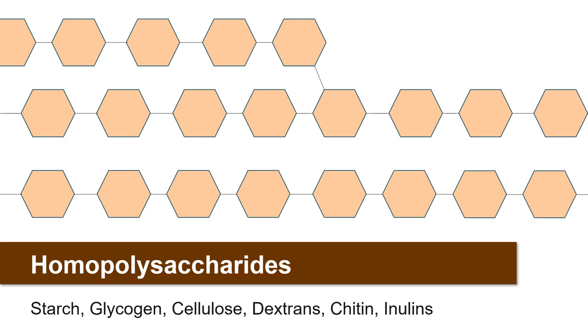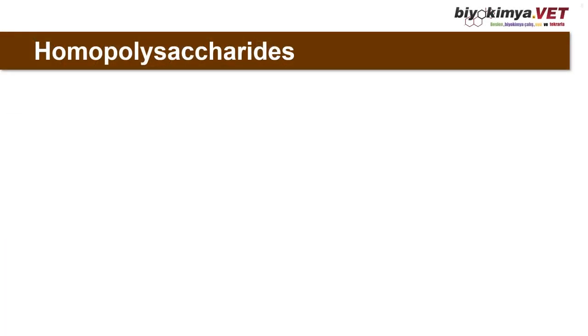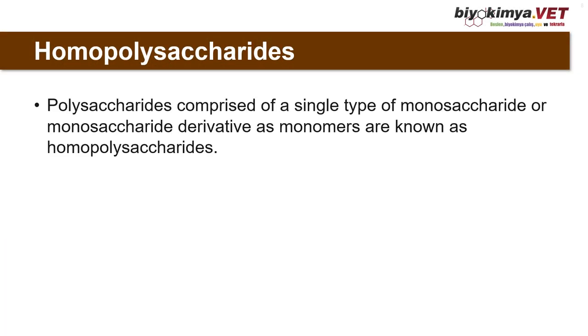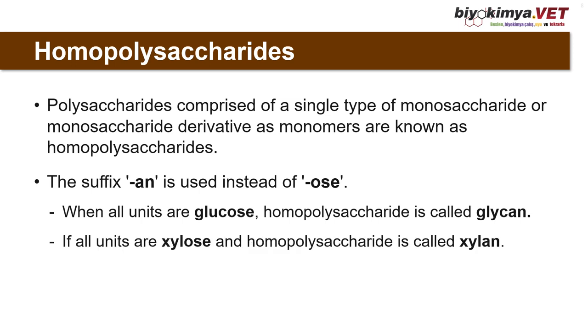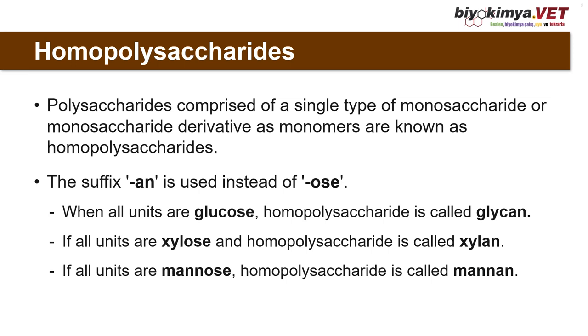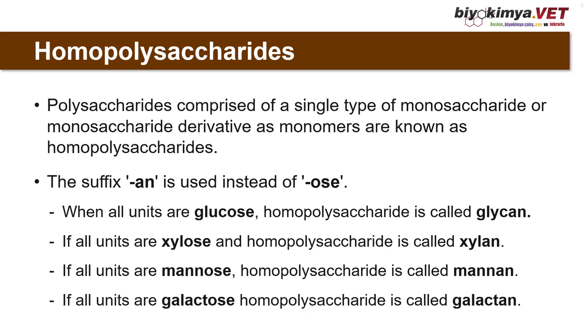Let's start with homopolysaccharides: starch, glycogen, cellulose, and the other ones. Polysaccharides comprised of a single type of monosaccharide or monosaccharide derivative as monomers are known as homopolysaccharides. As a general naming, the suffix "an" is used instead of "ose". When all units are glucose, the homopolysaccharide is called glucan. If all units are xylose, it is called xylan. If all units are mannose, it will be mannan. If all units are galactose, it will be galactan.